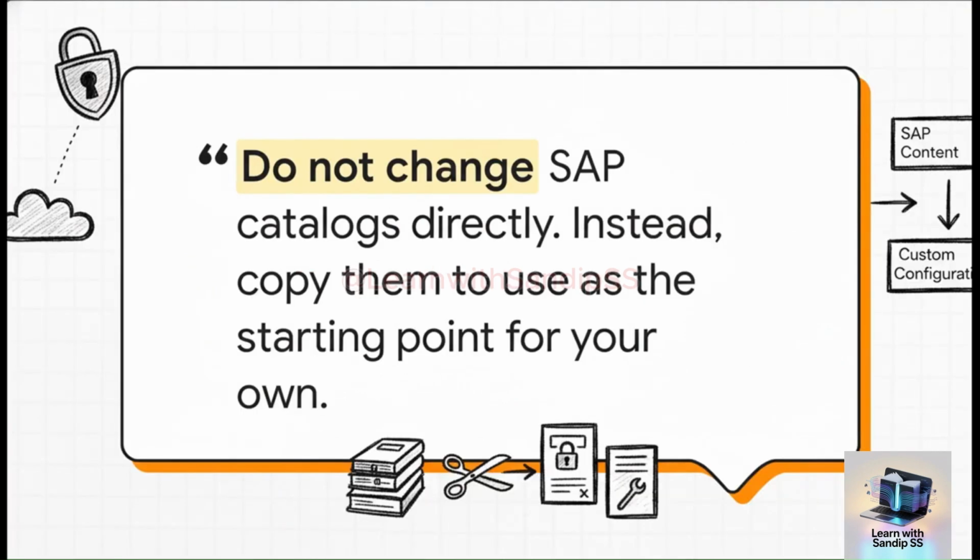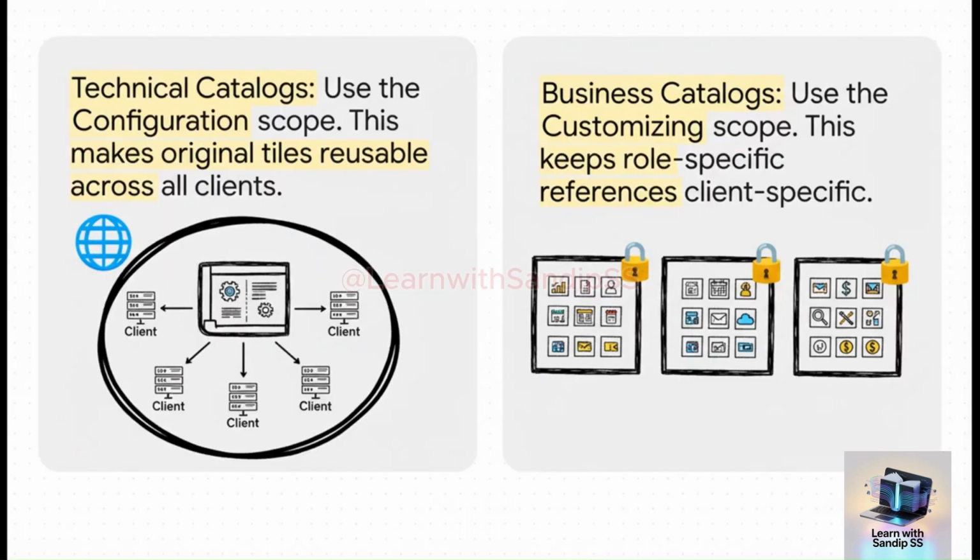Seriously, if you remember only one thing from this entire explainer, please let it be this. Do not change SAP catalogs directly. I'm going to say it again. Never touch standard content. Always, always, always copy it first. Because if you don't, the next system update could come along and just wipe out all your changes. Making a copy is your insurance policy. It's non-negotiable.